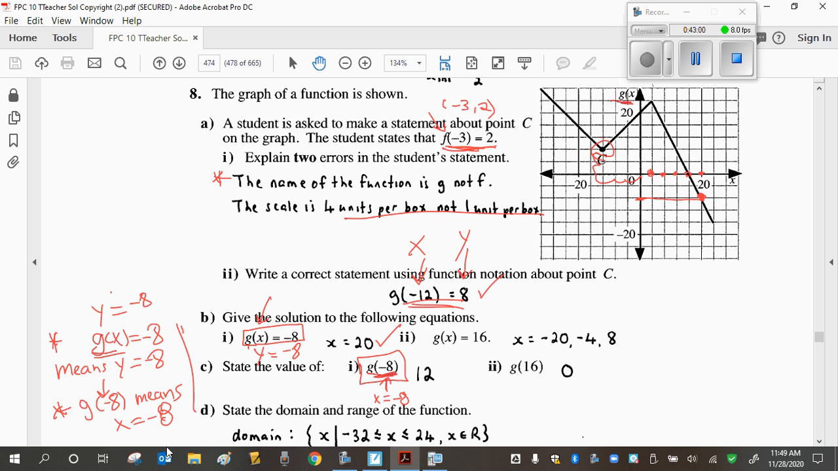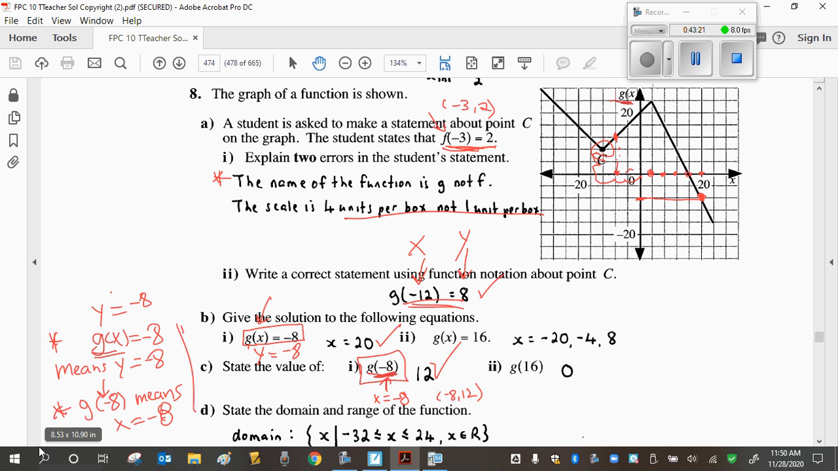So I could go 8 to the left on the graph. That's right here. And where does the graph hit it? Right here. So how far up did I go? So -8, so what's the ordered pair? And 12. Okay, -8 and 12 is the ordered pair that we're looking at for that one. So y equals 12.